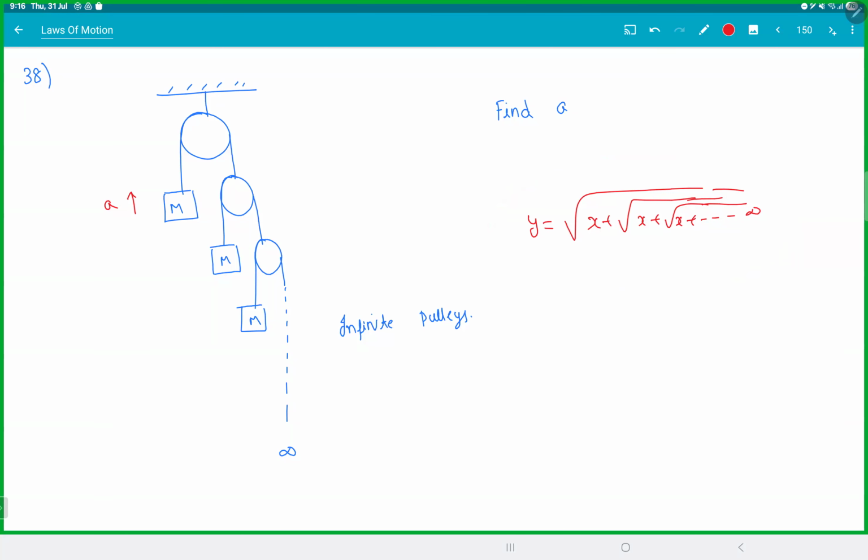So anyone remember how do we do this? We will say since the whole thing is y, if you leave one branch, that is also y. Then we'll say this is root over x plus y, because infinity minus 1 is still an infinite branch. Then we square it, bring it to one side, we get a quadratic and we solve. So how do we use that here? Think, take a minute or so.